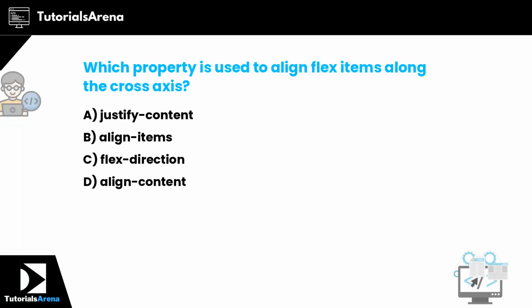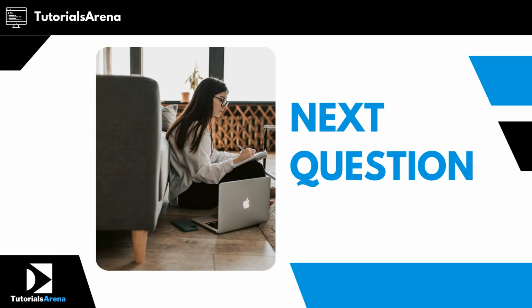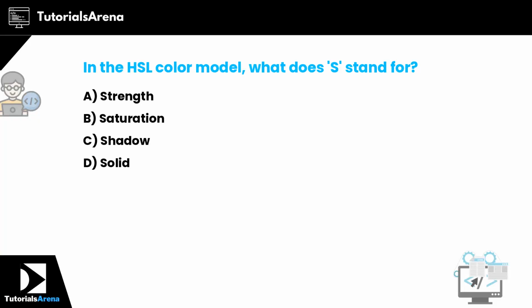Which property is used to align flex items along the cross-axis? The correct answer is option B, align-items. In the HSL color model, what does S stand for? The correct answer is option B, saturation.